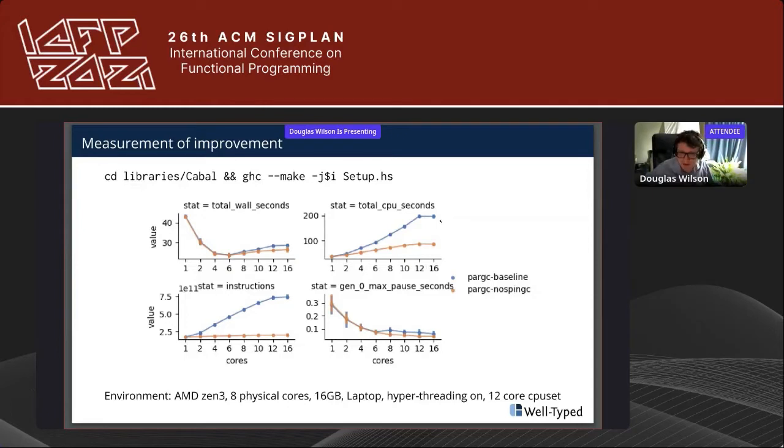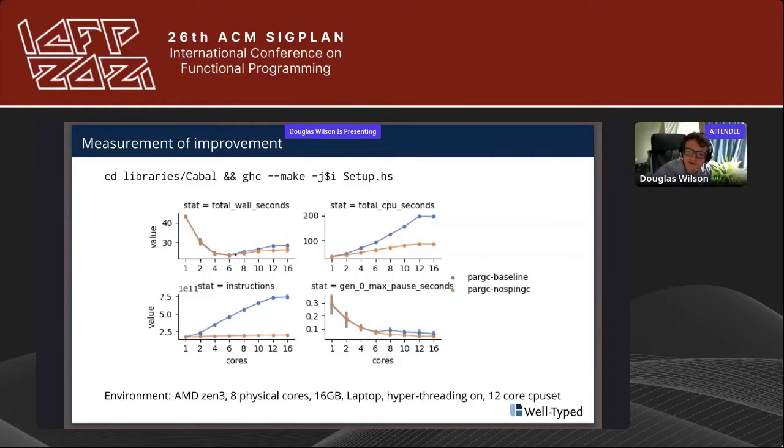And they're all done on my laptop, which is a Zen 3 AMD with 8 cores, 16 gigabytes, hyper-threading on. And then I run everything in a 12-core CPU set. So where you see 16 here, this is approximately running with 16 capabilities on a 12-core machine. So you can see that instructions massively increases in the old version, and it stays pretty flat in the new version. And total CPU seconds shows approximately the same kind of shape.